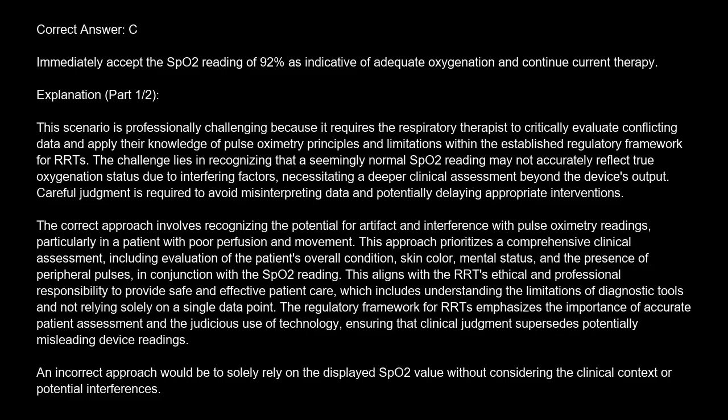The correct answer is C. Immediately accept the SpO2 reading of 92% as indicative of adequate oxygenation and continue current therapy. Explanation. This scenario is professionally challenging because it requires the respiratory therapist to critically evaluate conflicting data and apply their knowledge of pulse oximetry principles and limitations within the established regulatory framework for RRTs.